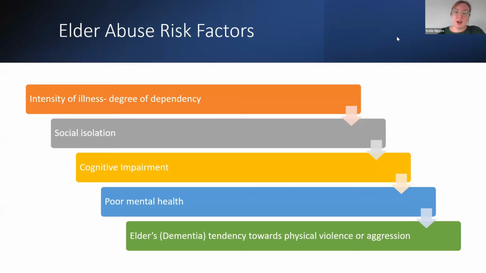Patients with dementia are more likely to use physical violence and lash out. And again, if a caregiver is looking after somebody with dementia who's quite aggressive, then they're going to get to the end of the tether sooner. So that makes them more likely to be victims of abuse from a caregiver. And again, intensity of illness: the more dependent you are, the higher the risk factor for experiencing abuse from a caregiver.